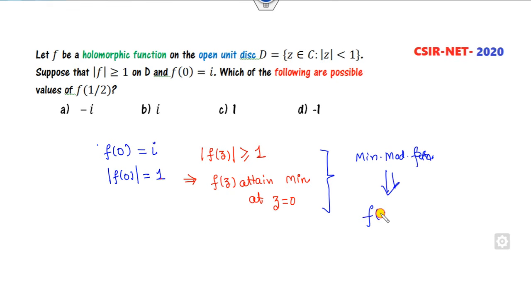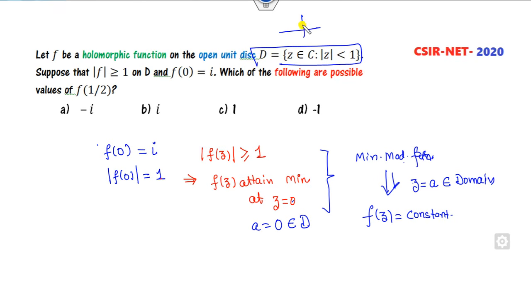It says the function is constant provided the function value is maximum at a point A, which must belong to the domain. What is A in this case? The function attains it at 0. Is this part of the domain? You can see my domain is here. It's a unit circle. So 0 belongs to the domain. Yes, it means the function is constant. So what is the function? If the function is constant and it attains iota here, then f of z is iota. So what is f of half? f of half is also iota. That is the right answer of this problem.